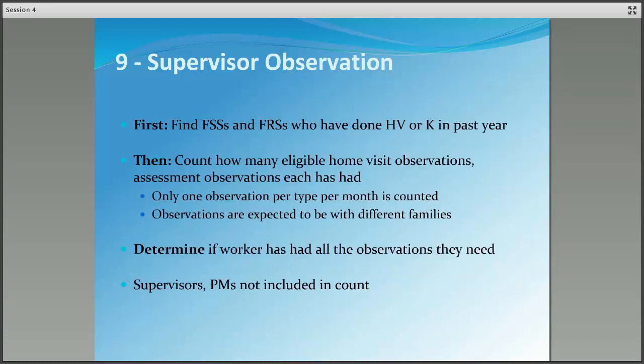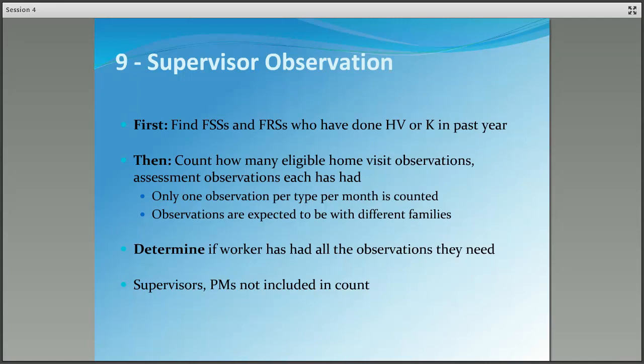So how do we count observations to determine whether a worker meets this requirement? First, we need to find all FSSs and FRSs who have been at the program for at least 1 year and done home visits or assessments in the past year. So who needs observations for this item and how many observations of each type do they need?